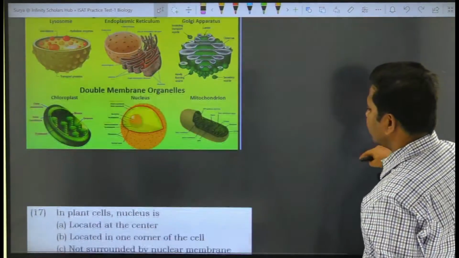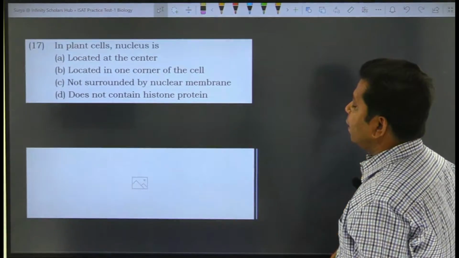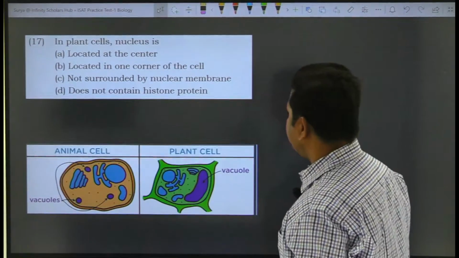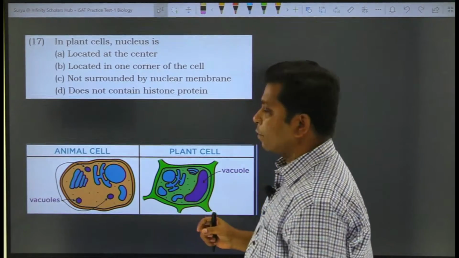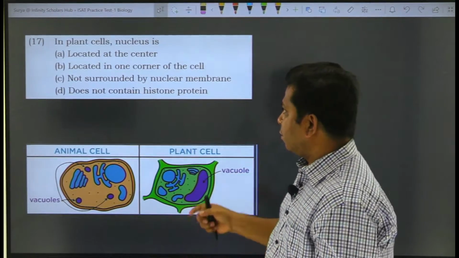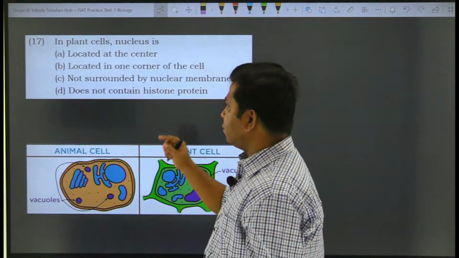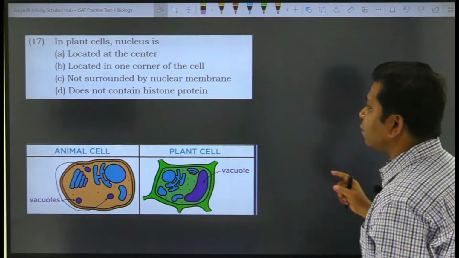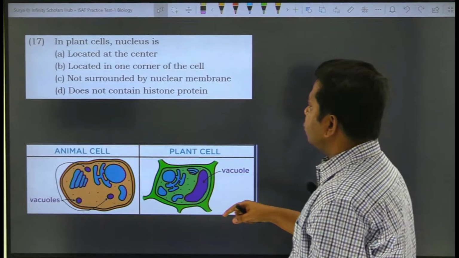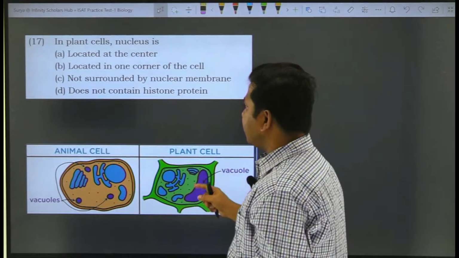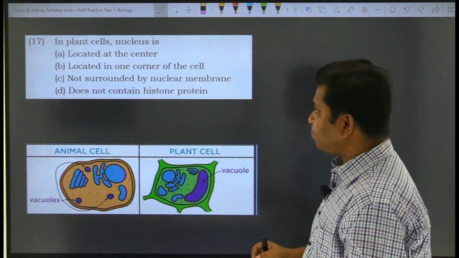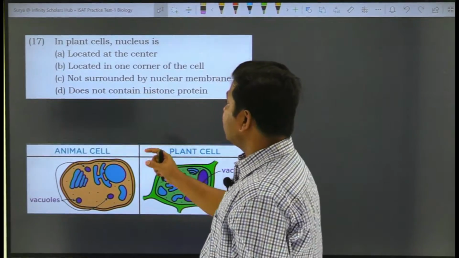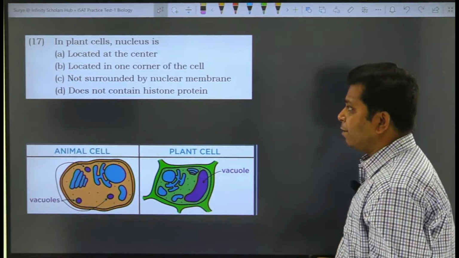So, let us look at the next question. In a plant cell, where is the nucleus present? The options are: located at the center, located in one corner of the cell, not surrounded by nuclear membrane, or does not contain histone protein. Let us look at the question's options very carefully.